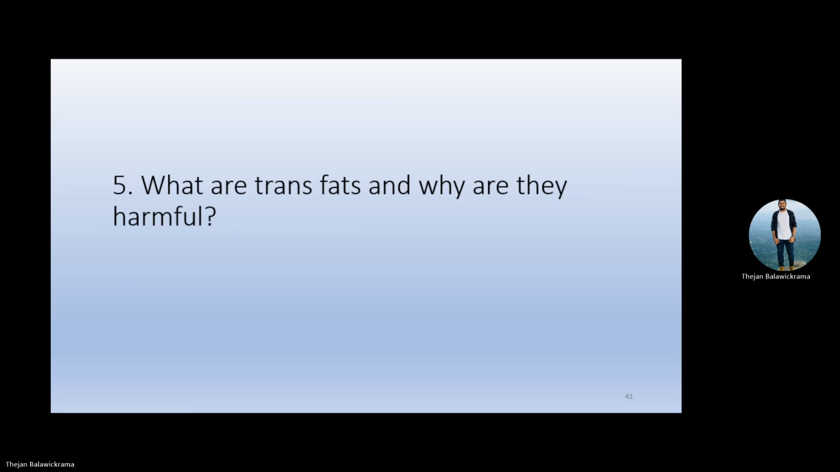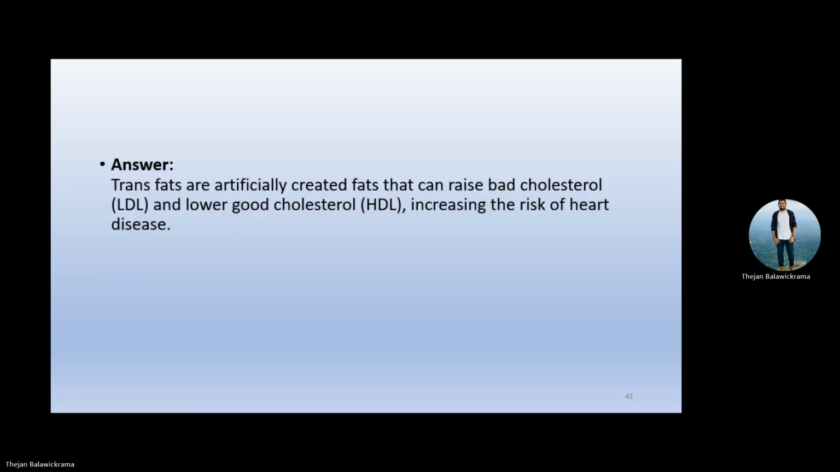Yeah. Yeah, related to the cholesterol side, no? Yes. Trans. Right. Artificially created fats that raise bad cholesterol like he said, LDL, over the HDL side, increasing the risk of heart disease. Right, so the trans one is a heart disease related harmful substance.